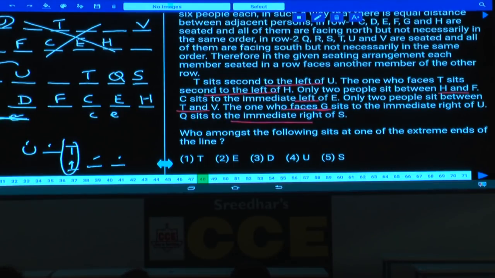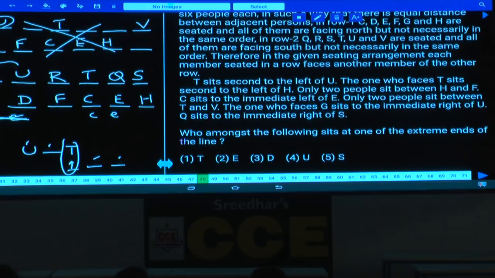And in this case, S, T, U, V, Q, R, S, T, U, V. R is the person left over. Clear now? This is how these 12 persons are seated in two different rows, 6 persons in each row, and 6 are facing towards south and 6 are facing towards north.